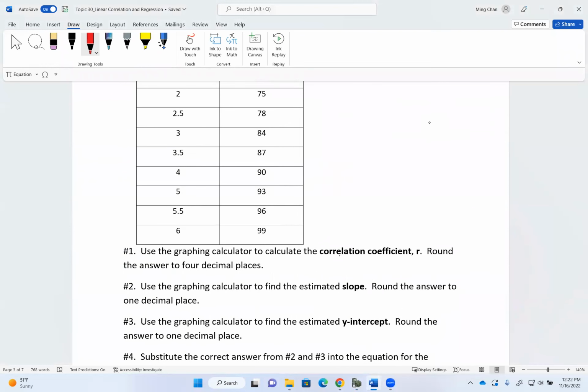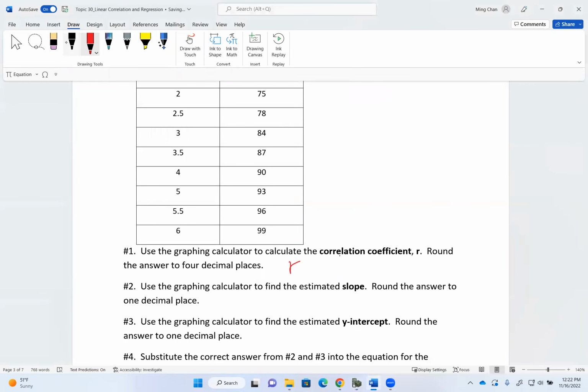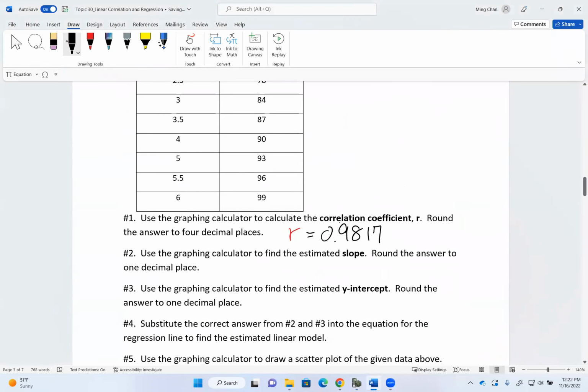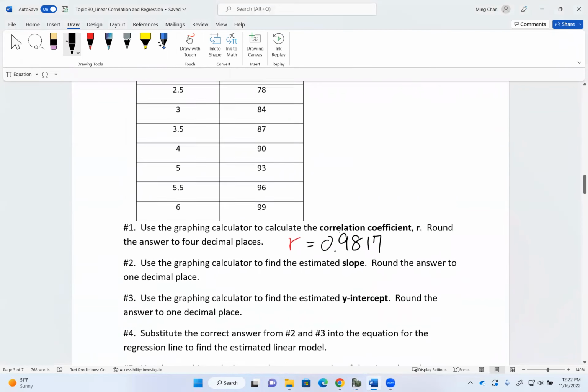So use a graphing calculator for the correlation coefficient R. So 4 decimal places, that will be 0.9817. So that's a very good fit, right? It does show a linear relation. Remember, when we collect data, it's very rare that we have a perfect fit where R is equal to 1.